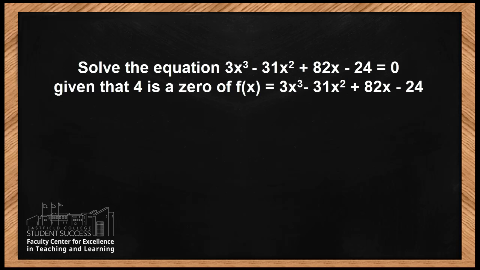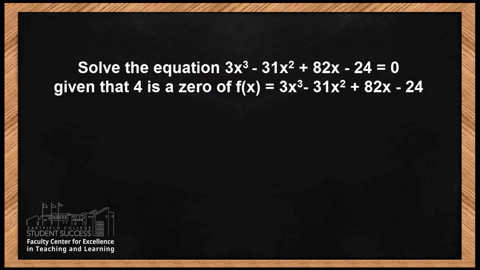Let's read the problem carefully. Solve the equation 3x cubed minus 31x squared plus 82x minus 24 equals 0, given that 4 is a zero of the following function f of x equals 3x cubed minus 31x squared plus 82x minus 24. All right. Now notice that in this particular problem, we are given one of the zeros.